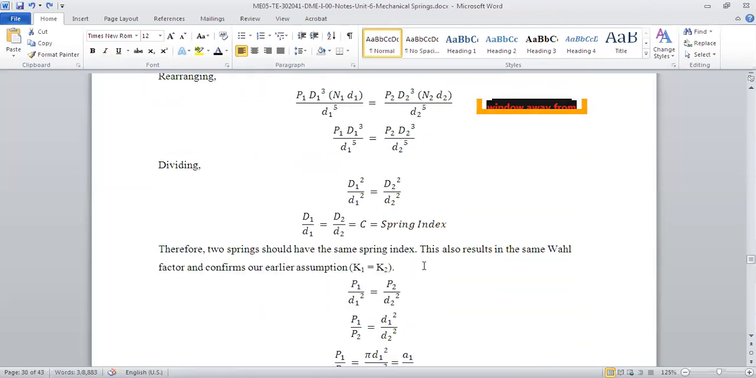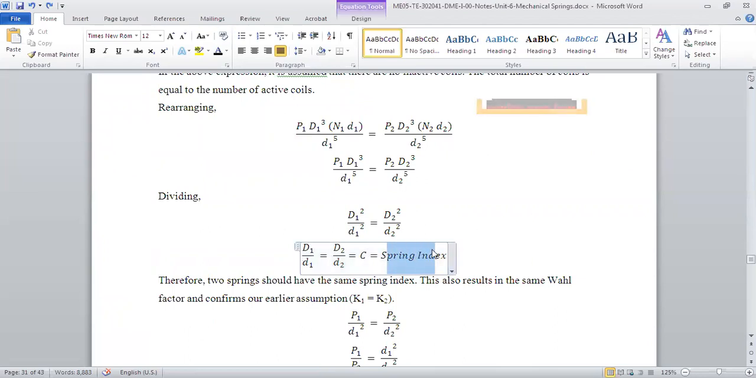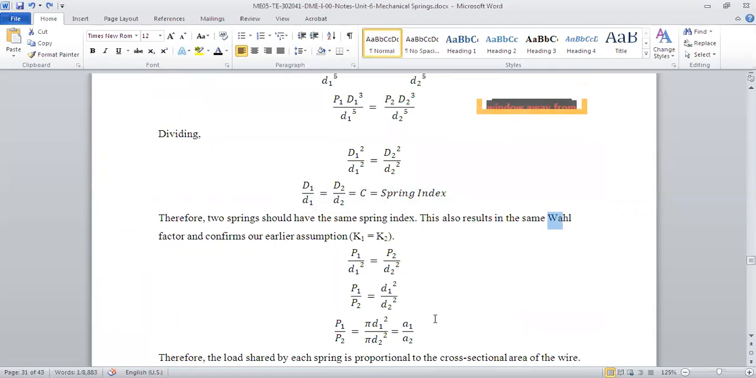That's what we assumed here, and that is what we proved here. Are you getting what we proved? In this previous step, we proved that the spring index of both the springs is the same. Therefore, since K is only dependent on C and it is the same for both springs, we can say the wall factor is the same for both springs. So K1 is equal to K2. Okay, so now what will we do?